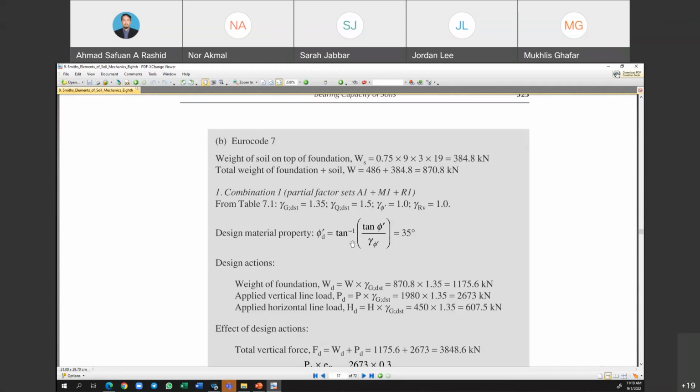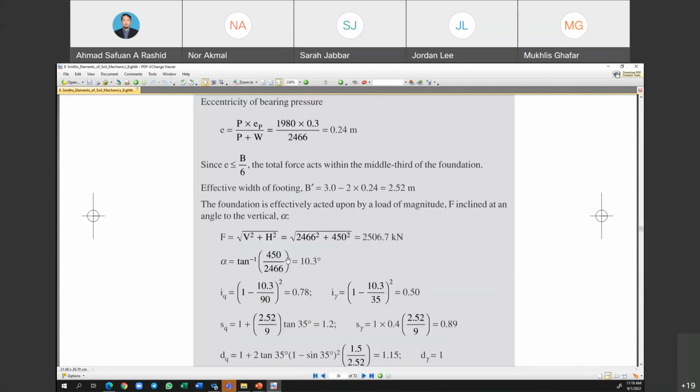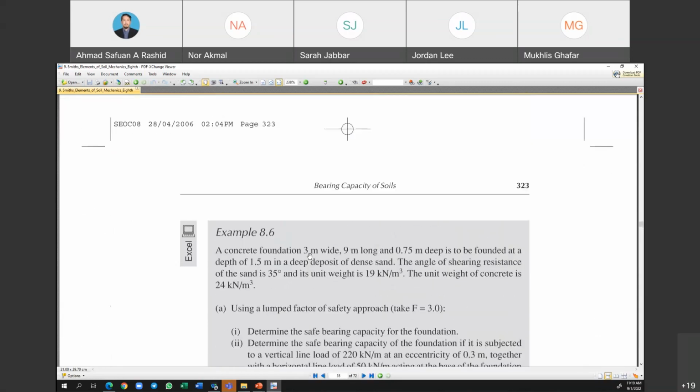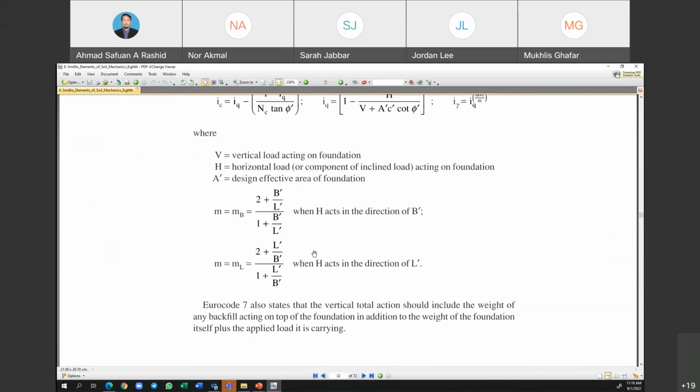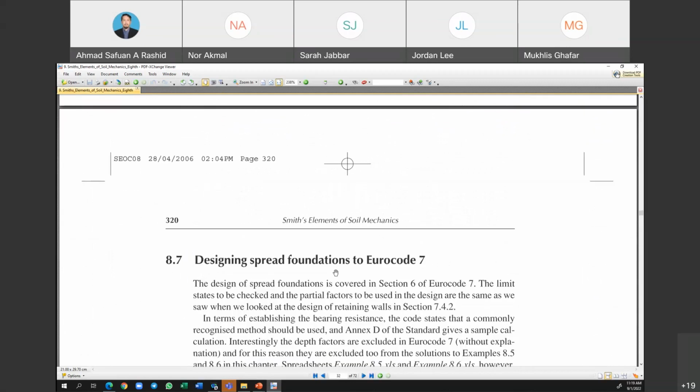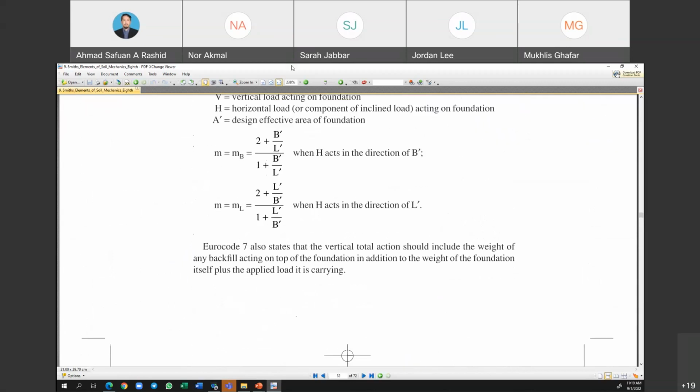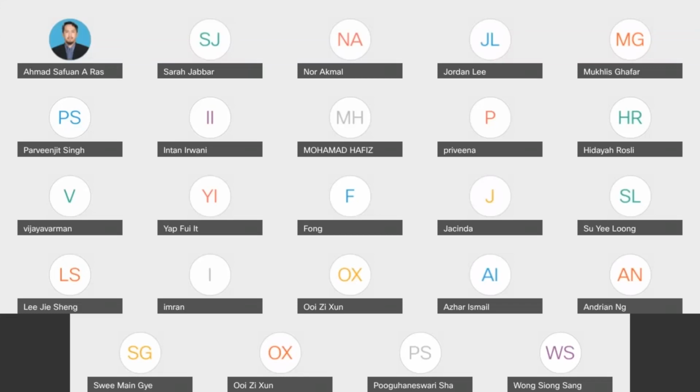Because when we look at the table for EC7, let me show you first. Please be careful. I need to share my slide. Yeah, share this first.